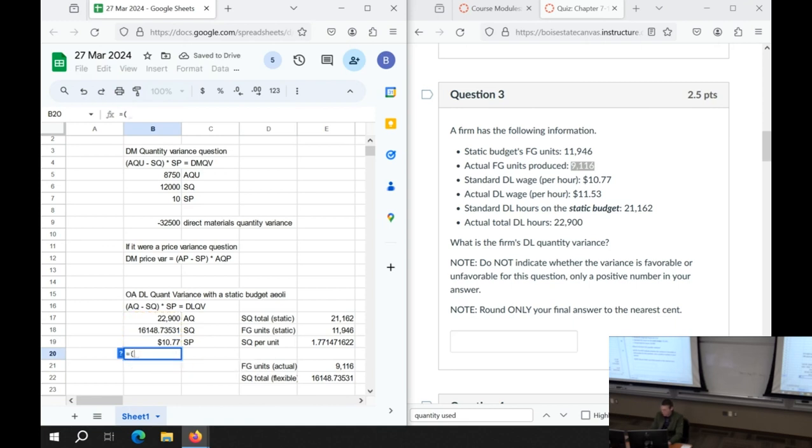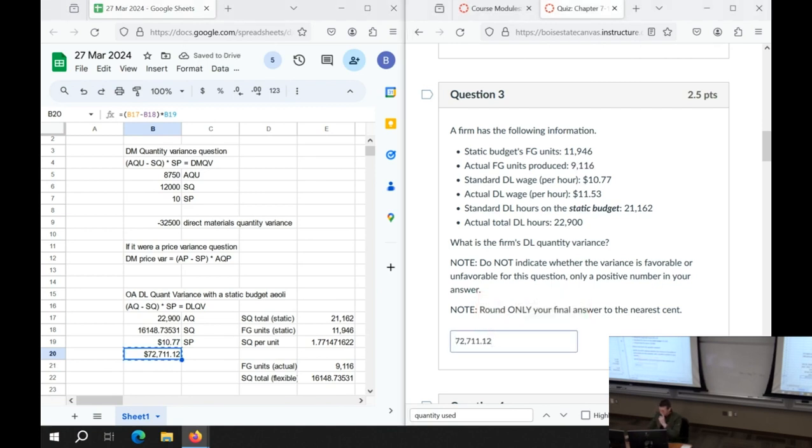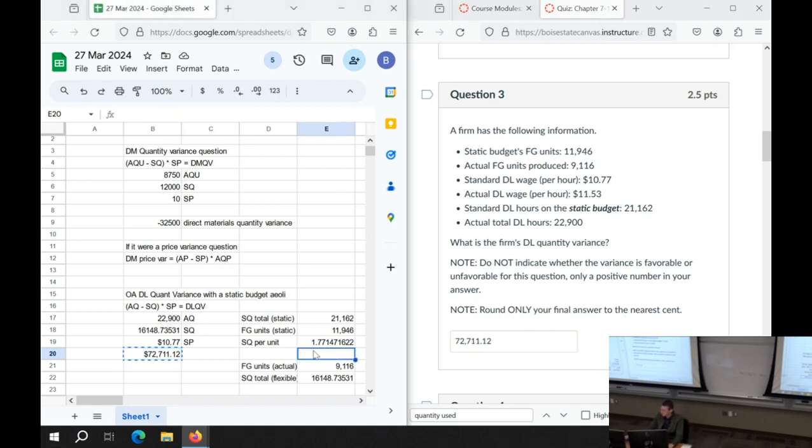So let's just program in AQ minus SQ times SP. I think we follow that equation. We followed the equation and copied over information right. That should be the right answer for us, I think. Does that make sense, what we're doing? Okay, good.